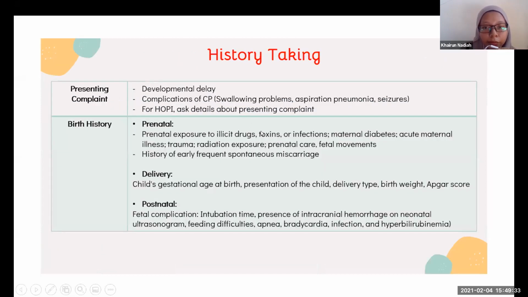Okay, we move to the history taking. The patient may present with the complaint of developmental delay or complications of cerebral palsy, like swallowing problems, aspiration, pneumonia, and seizure.